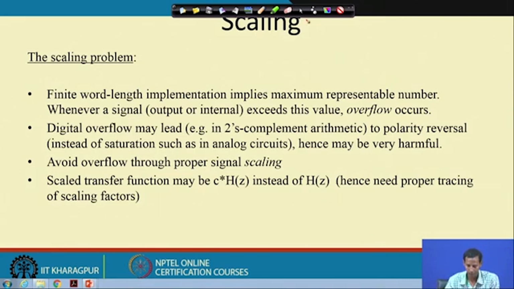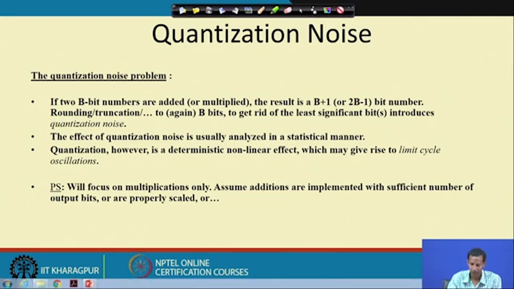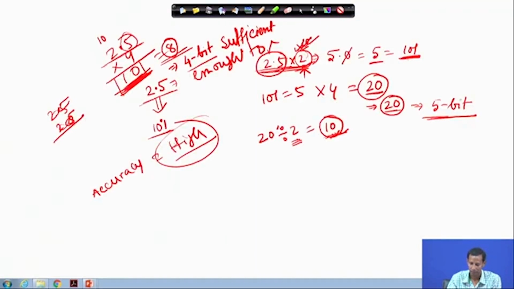Then, if two b-bit numbers have to be added, the result has to be a b plus 1 bit number. And because of truncation or rounding to b bits, quantization noise is introduced. In this particular example, I will show you where we get the error.